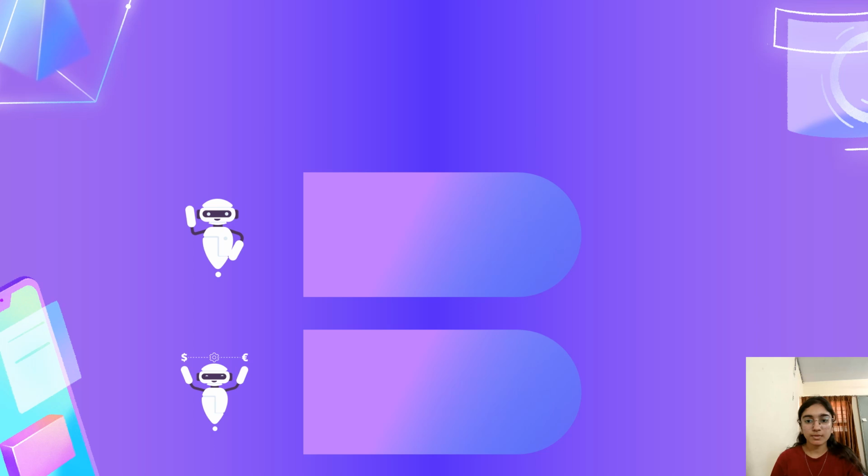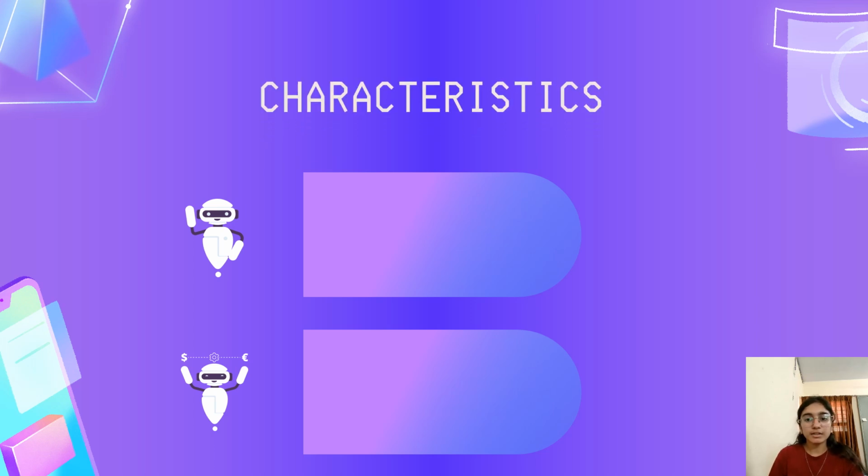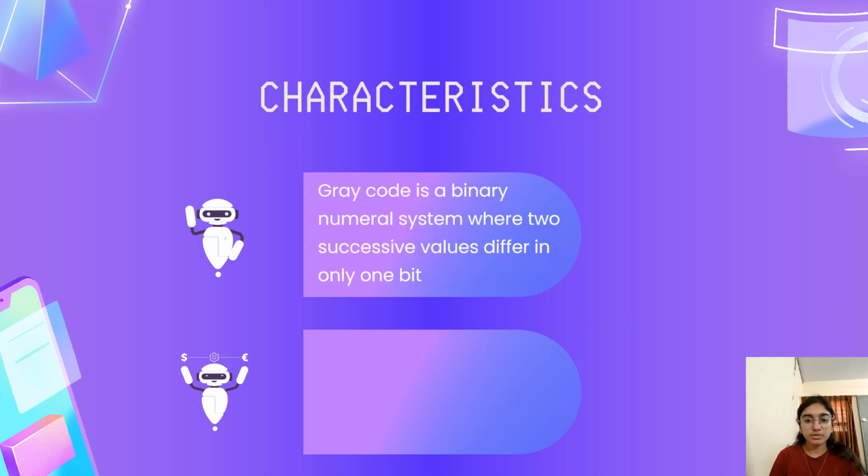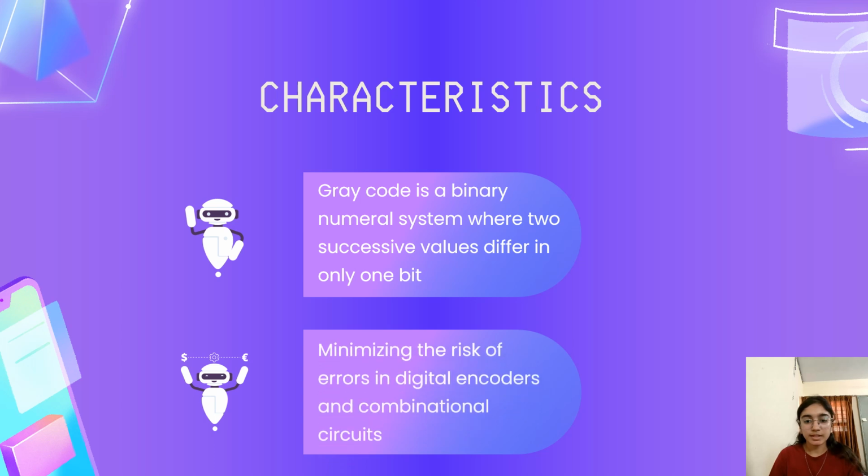Now, characteristics of gray code. First, gray code is a binary numeral system where two successive values differ in only one bit. Second, minimizing the risk of errors in digital encoders and combinational circuits. The small change reduces the risk of errors. It makes gray code perfect for digital encoders where precise movement detection is needed. So, the gray code is very useful in place of the binary number.